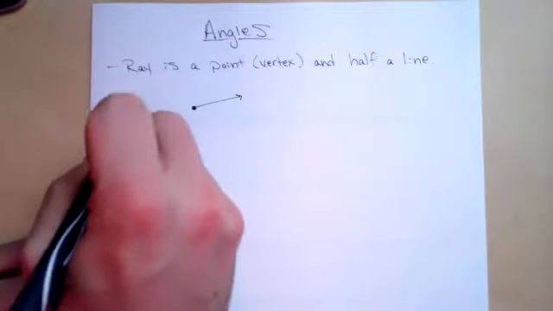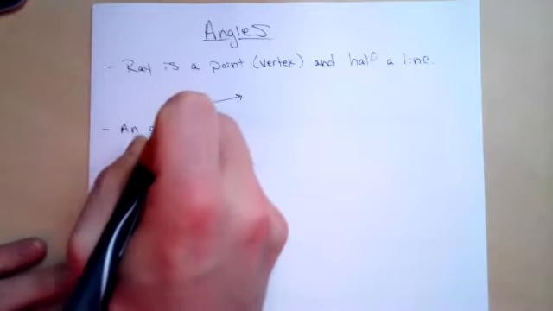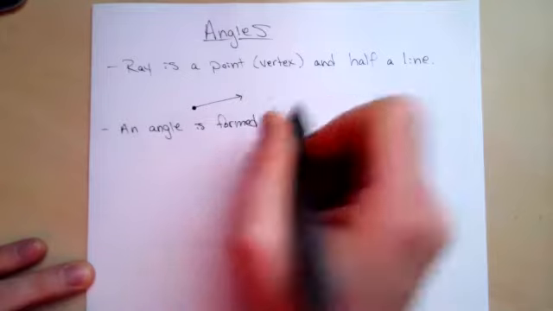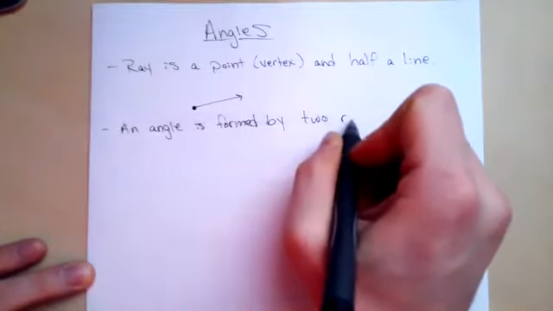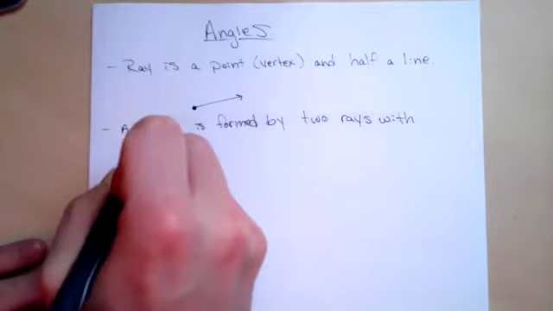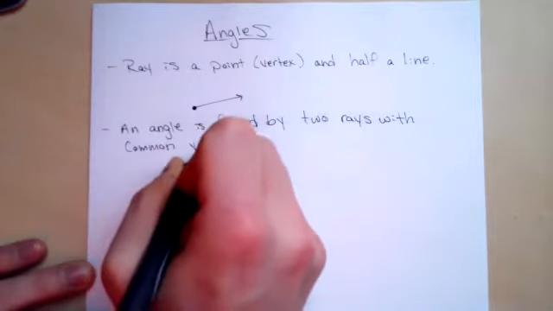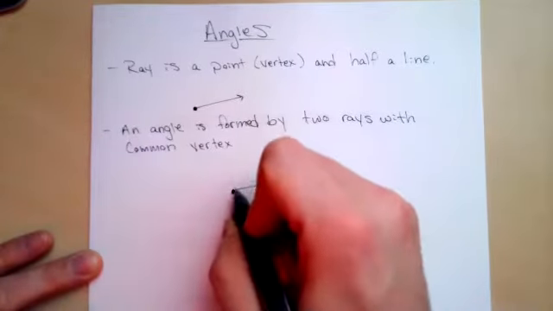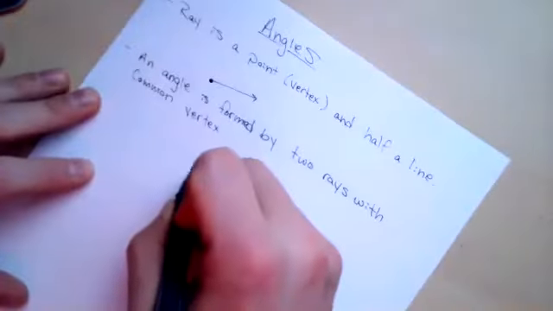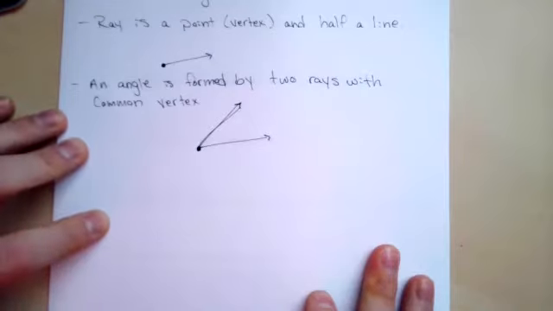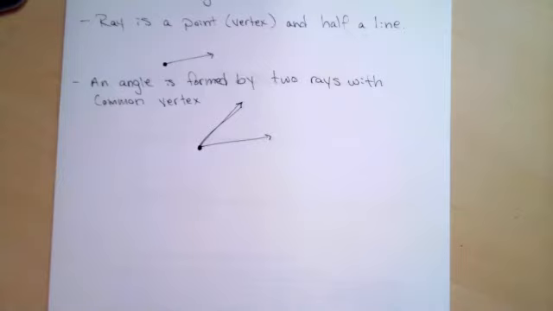And then an angle is formed by two rays with a common vertex. So now we've only got one vertex, but then two rays. Yeah, the line was not very straight. And this runs into a little bit of a question: what do we mean by the angle?